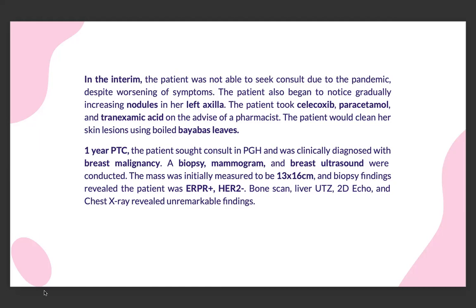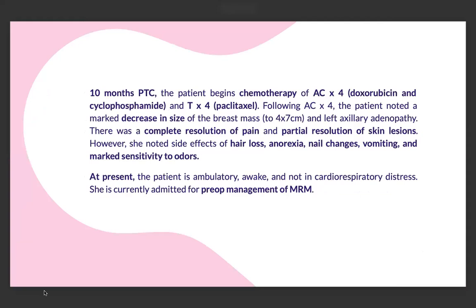Bone scan, liver ultrasound, 2D echo, and chest x-ray revealed unremarkable findings. And 10 years prior to consult, the patient begins chemotherapy of AC times 4, doxorubicin and cyclophosphamide, and T times 4 paclitaxel. Following the AC times 4, the patient noted a marked decrease in size of the breast mass to 4 by 7 centimeters and left axillary adenopathy. There was a complete resolution of pain and partial resolution of skin lesions. However, she noted side effects of hair loss, anorexia, nail changes, vomiting, and marked sensitivity to odors.